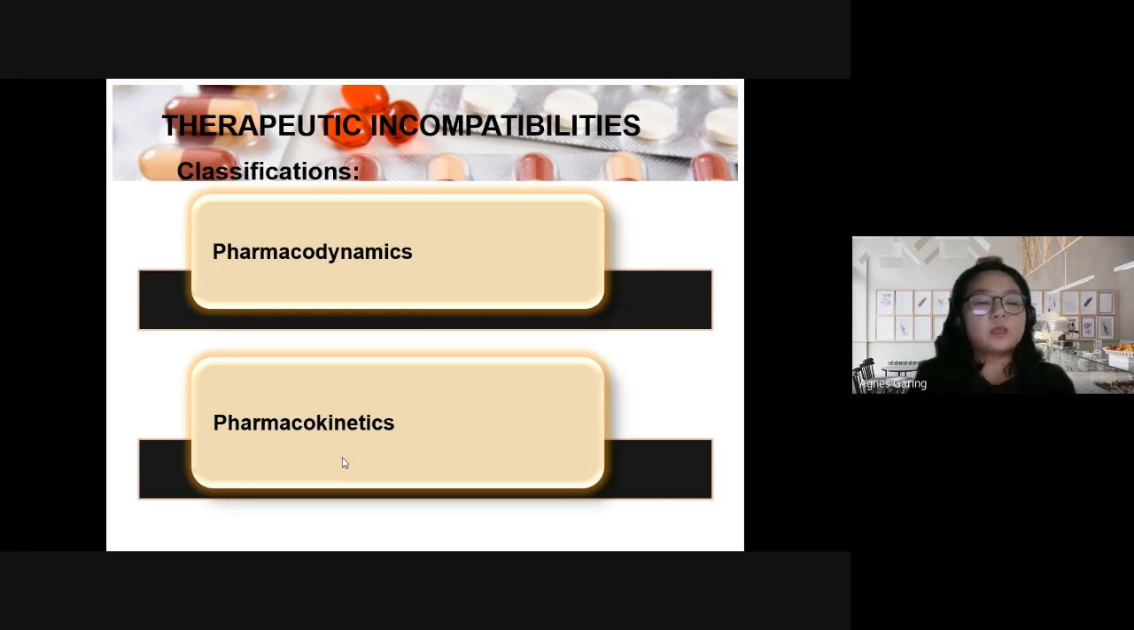So, expected sana na yung 25 milligrams ma-absorb siya ng body. However, with the presence of another drug, nabawasan yung effect or the absorption ni drug A, then that is a pharmacokinetic type of interaction. Okay? Pharmacokinetic type of interaction is a type of interaction wherein there is a change in a drug plasma concentration.